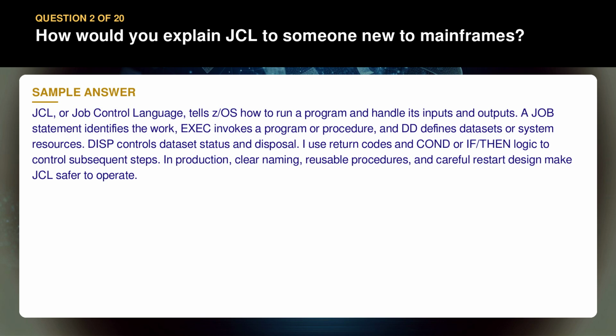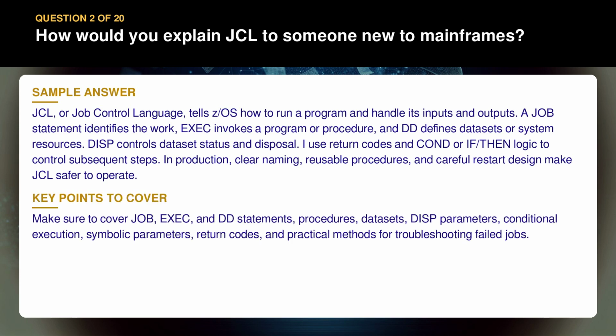I use return codes and COND or IF/THEN logic to control subsequent steps. In production, clear naming, reusable procedures, and careful restart design make JCL safer to operate. Make sure to cover JOB, EXEC, and DD statements, procedures, datasets, DISP parameters, conditional execution, symbolic parameters, return codes, and practical methods for troubleshooting failed jobs.